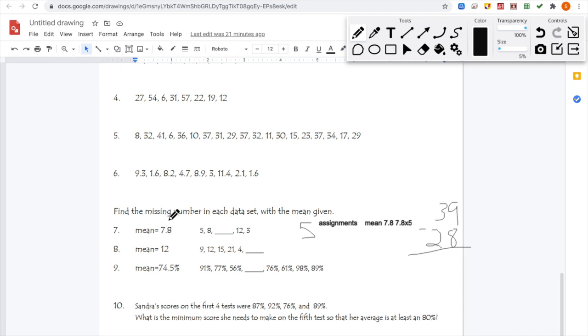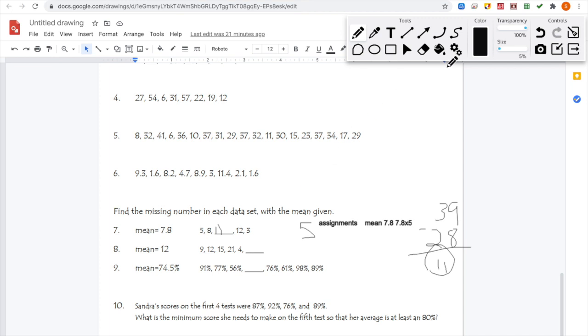So how many do we have to get left on this last one? We need to get 11 points on this last one for it to average out to 7.8. So again, if we got 11 here, we would add them all up. It would come out to 39. And then we would divide it by 1, 2, 3, 4, 5 numbers, 5 assignments, and it would come out to 7.8. So essentially we're just doing it backwards.